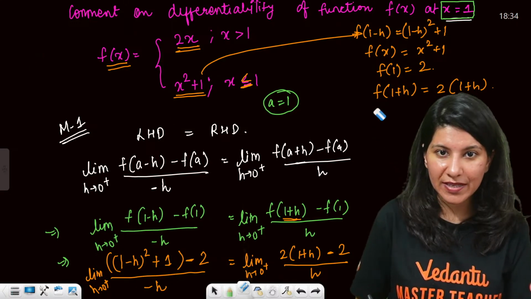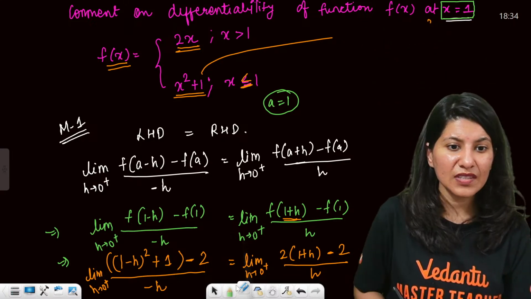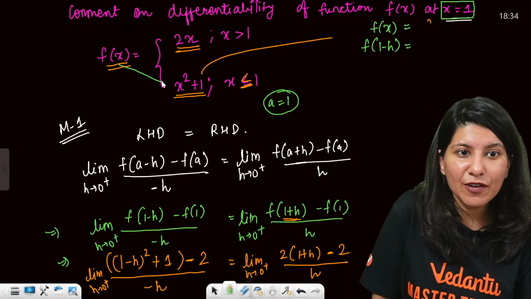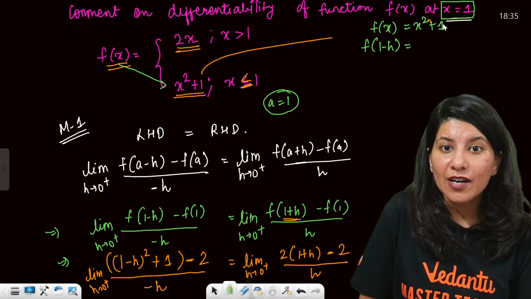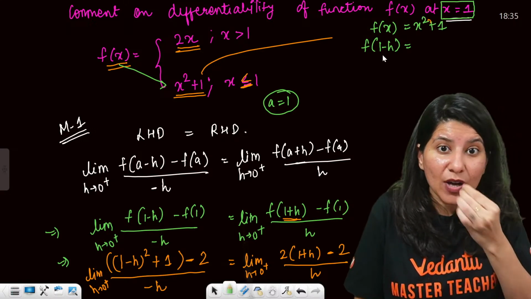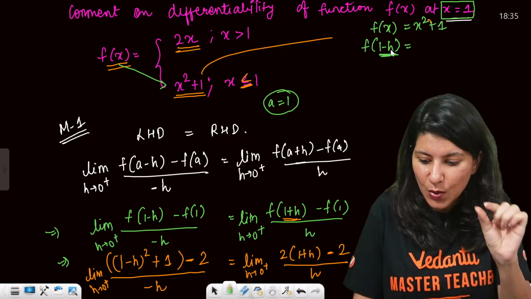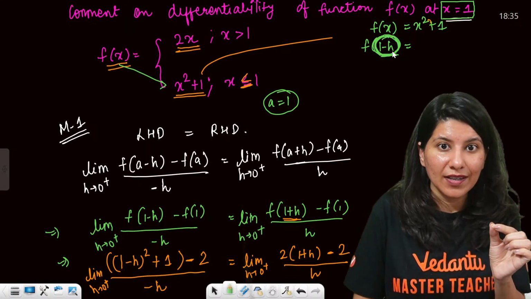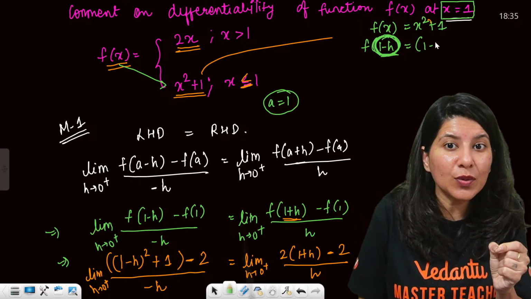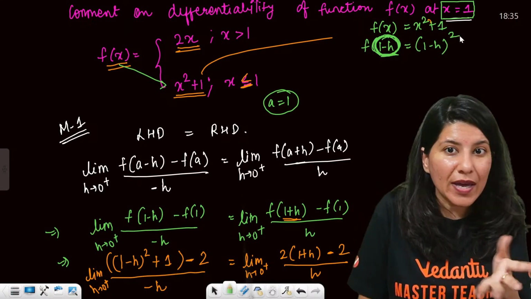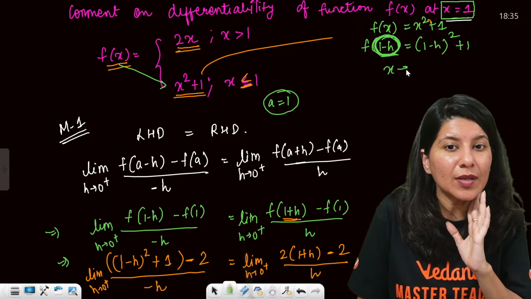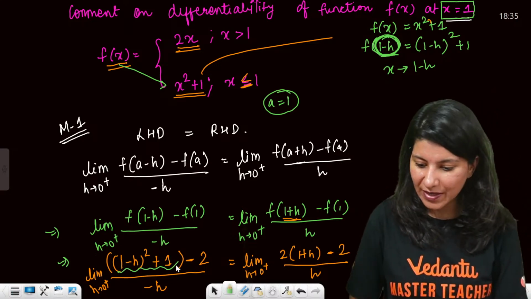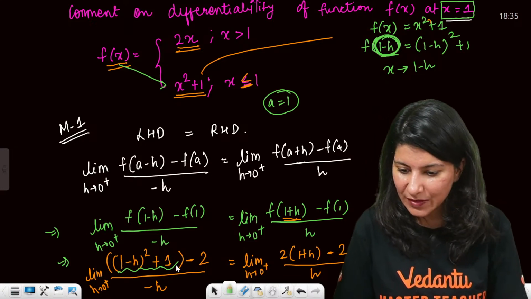Okay, now let me write. If you're looking for f of 1 minus h, so f of x is what? Tell me, f of x is x square plus 1 for x less than 1. Now 1 minus h, you are removing something from 1, obviously this thing will become less than 1, right? So in place of x, what will you keep? 1 minus h. Square is already there, plus 1. So basically you are replacing x by 1 minus h. That is why this is f of 1 minus h. Are you getting it, Abhishek? Yes?